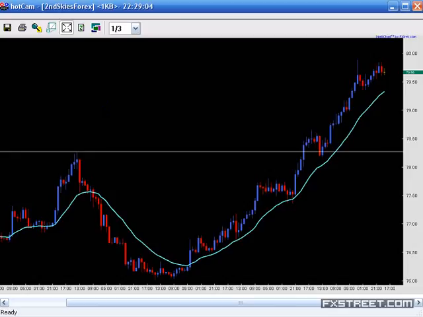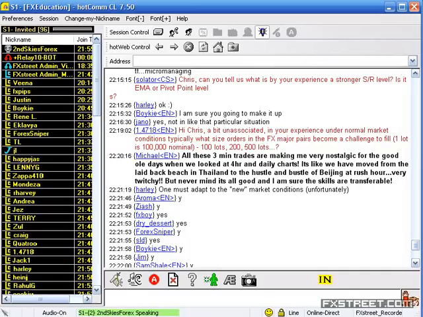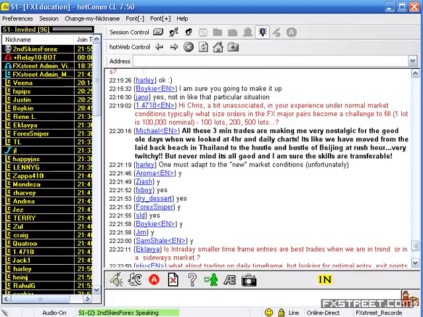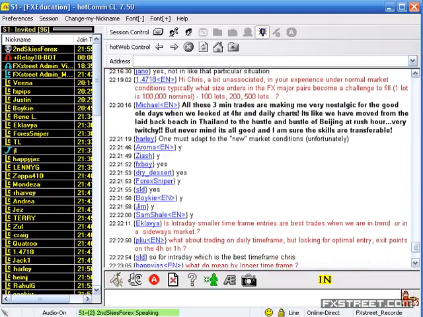Okay. 1.4718. Hi, Chris. A bit unassociated. It's a bit unassociated, then why are you asking? In your experience under normal market conditions, typically what size orders in the FX major pairs become a challenge to fill? The one lot is 100K, so we're talking standard lots here, nominal. So 100 lots, 200 lots, 500 lots. This is an excellent question.